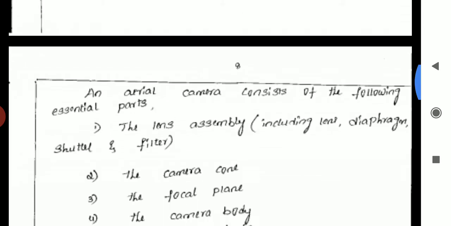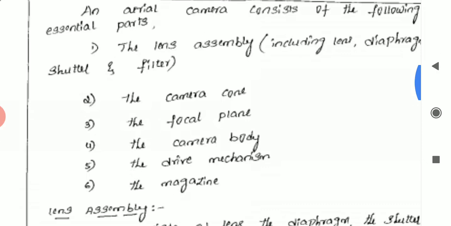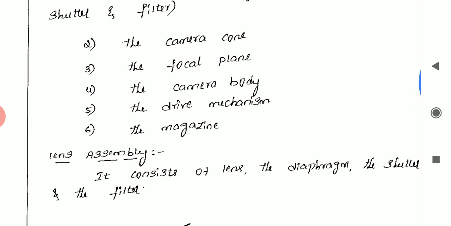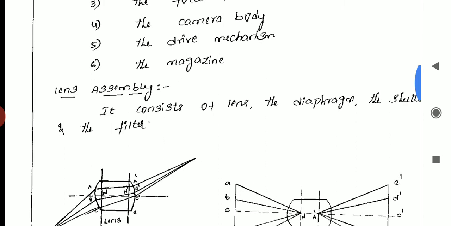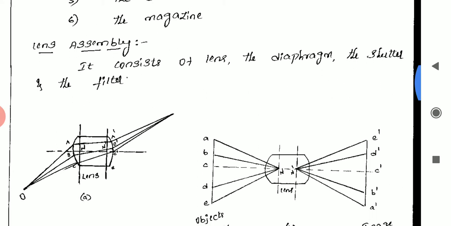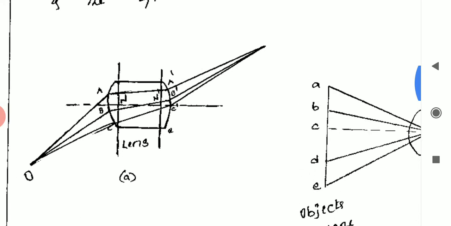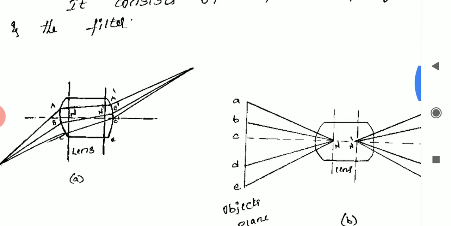So aerial photographs consist of some parts. I already explained the cone, plane, and body; I only told the names. And the lens assembly: how will the lens be assembled? See here, it consists of a lens, diaphragm, the shutter and the filter. In the lens case, the lens will come. In these cases the filter will appear.